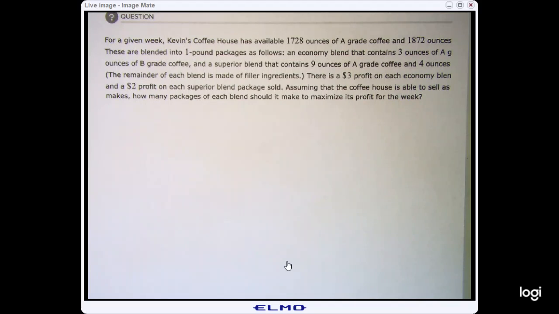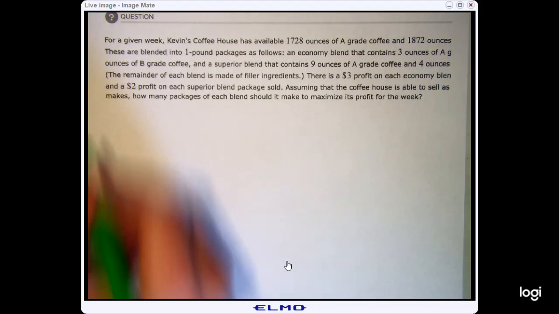All right, this is a linear programming problem found in section 6.1. They are lengthy problems and there's a lot of room for error. Take a moment, pause it, read the problem, and then let's get started. You'll notice first we're talking about economy and superior blends. We have different variables for sure, and there are also several equations. And we are trying to maximize profit, and that's what makes this a linear programming problem.